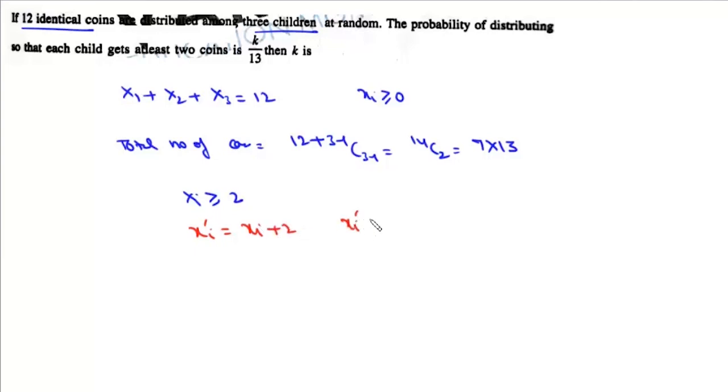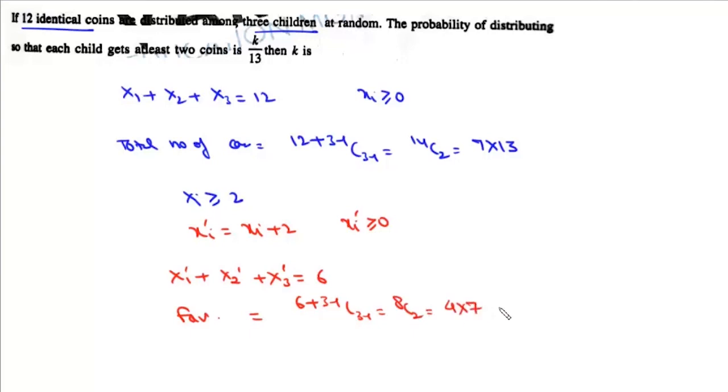So here xi dash will be greater than or equal to 0. Now we replace each of them, it will be x1 dash plus x2 dash plus x3 dash and that will be equal to 6. Now we need to find the number of non-negative integral solutions. So the total number of favorable cases will be 6 plus 3 minus 1 C 3 minus 1, and that will be 8C2, and 8C2 is 4 into 7.